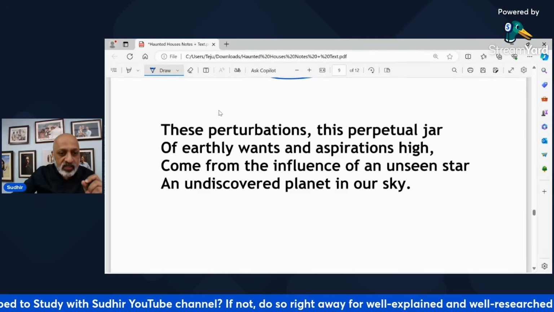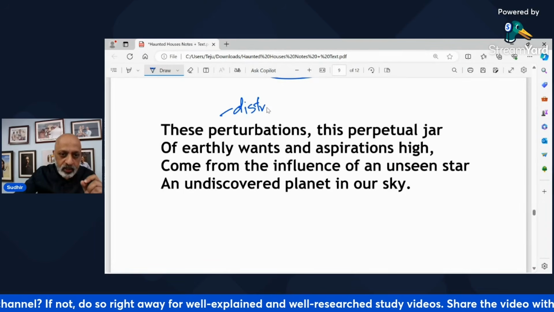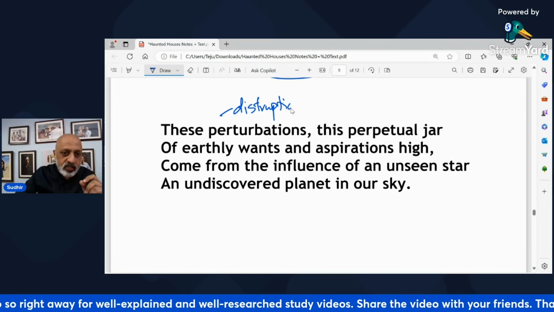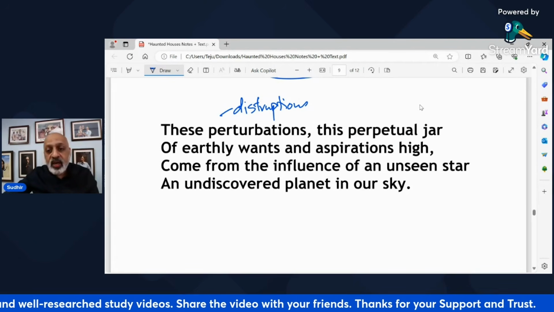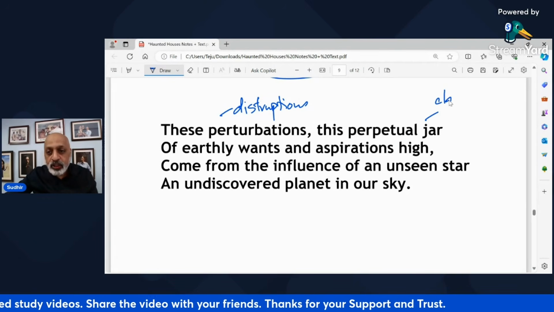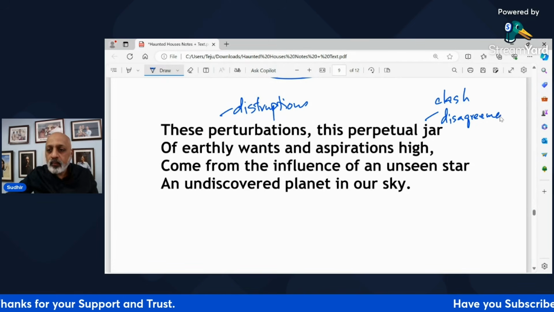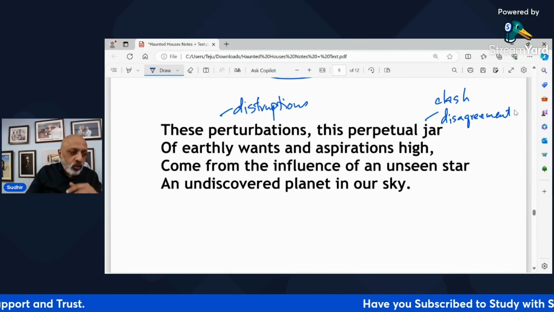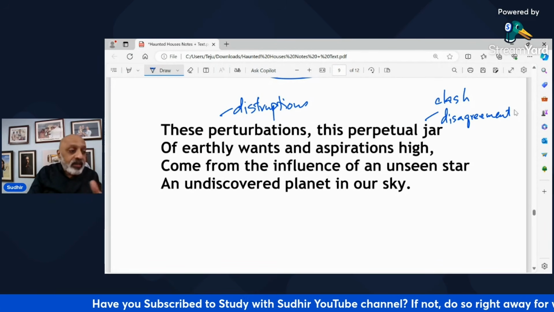Perturbations essentially means disturbances or disruptions. Okay, both you can use. Jar suggests a clash or a disagreement. Okay, so it is talking about a sense of disharmony. So it is talking about a constant internal struggle.